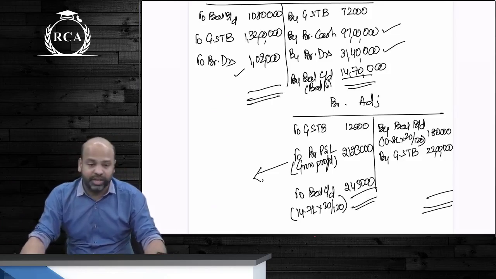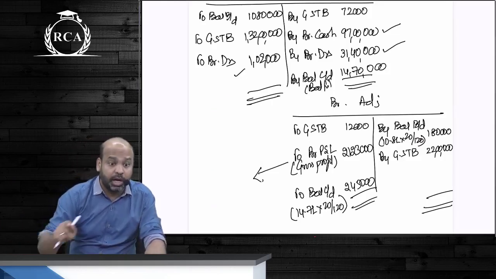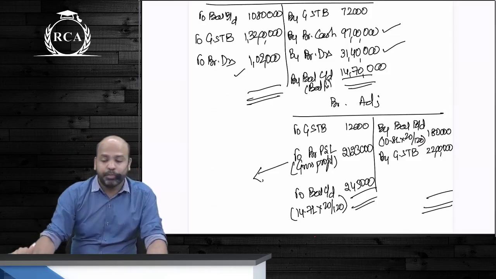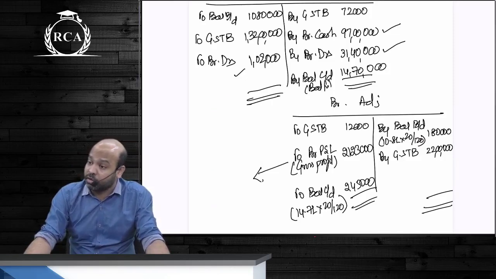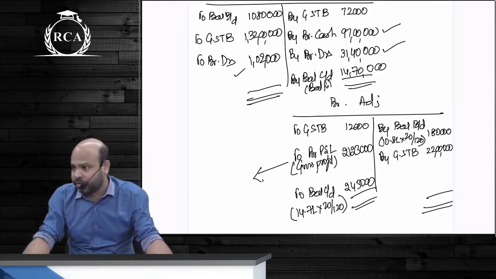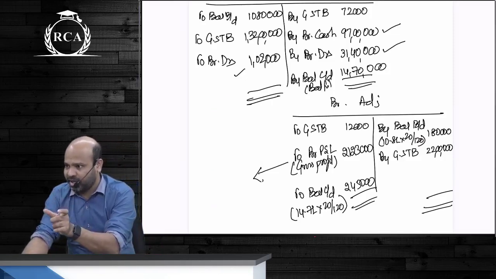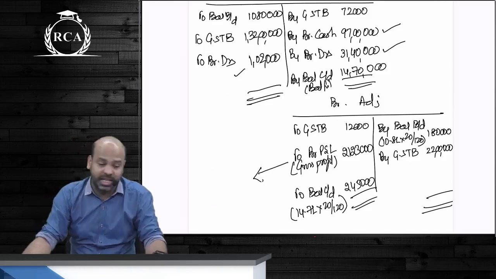Whatever is the amount of excess markup or deficit in markup, you will transfer that from branch stock account to branch adjustment account. Reason beta for this is that branch adjustment will disclose the entire amount of gross profit. जो भी तुम्हारा gross profit आना है, that will be disclosed by branch adjustment account.